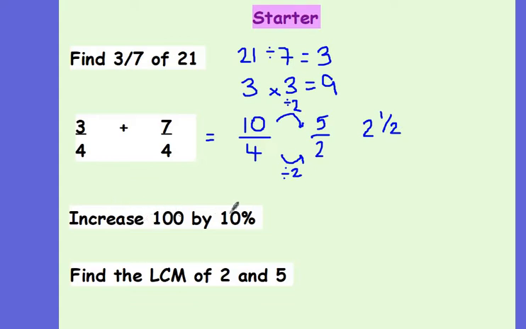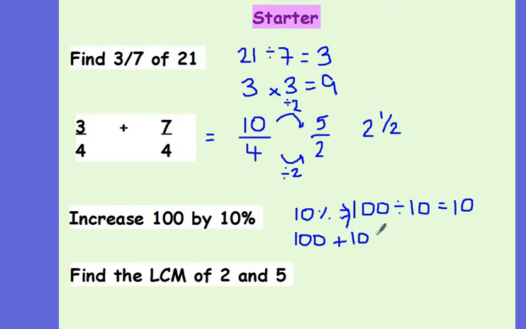Okay, we're increasing 100 by 10%. How do I find out what 10% of a number is, Tamsin? Divide it by 10, great. So to find 10%, I need to do 100 divided by 10, which is 10. Nice and easy so far. So to find 10%, we've divided by 10, but we've been asked to increase 100 by 10%, so we need to do 100 plus 10, which will give me 110.